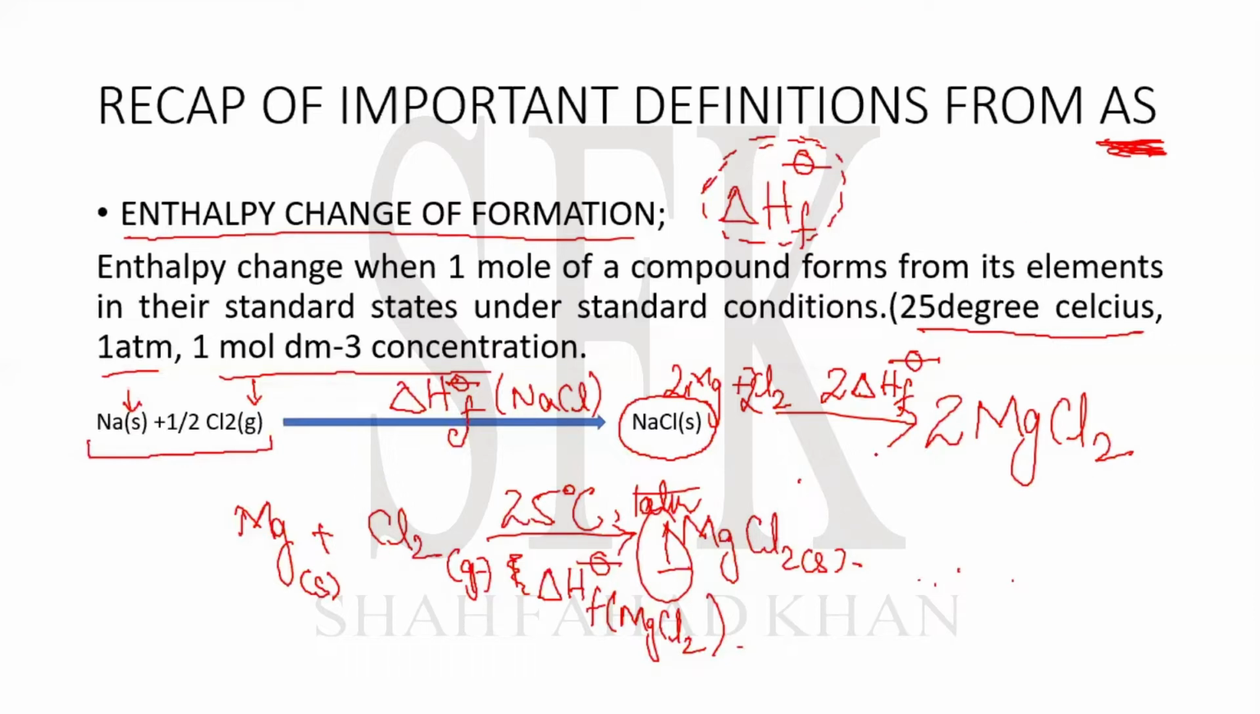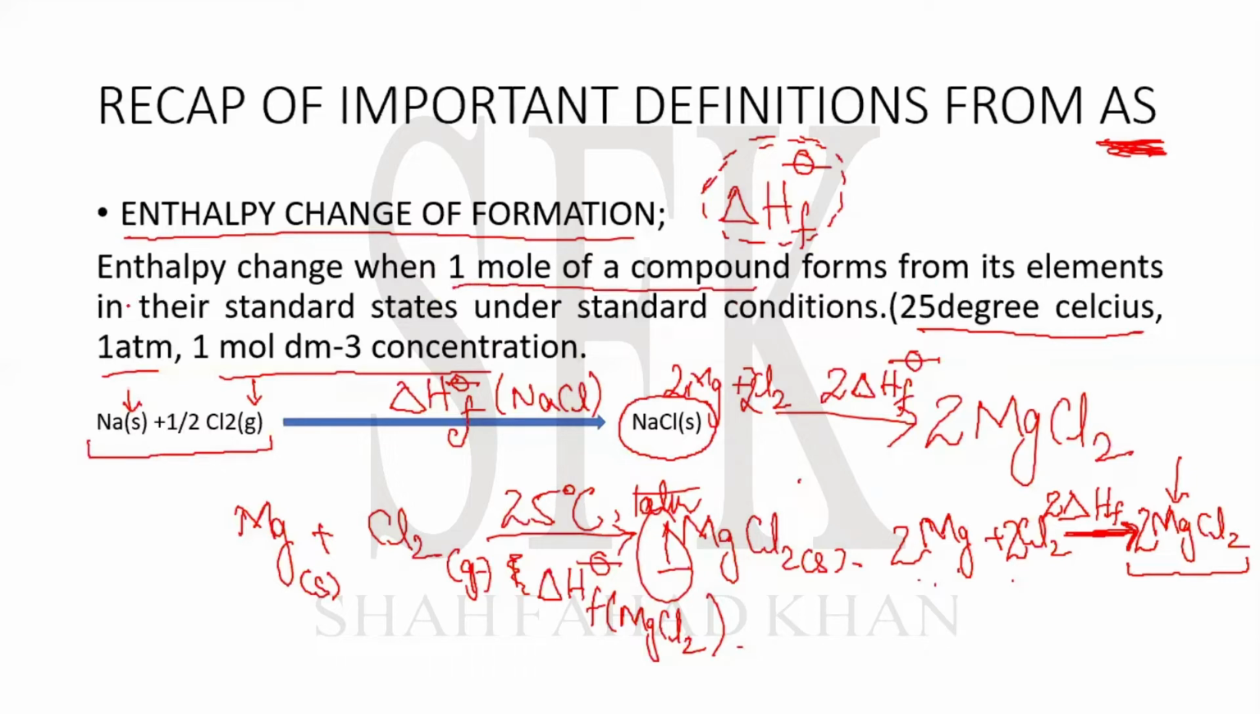All right, I'll repeat the last part. Basically, I just told you that if we've got magnesium reacting with chlorine, forming magnesium chloride, the enthalpy change of this reaction is going to be the enthalpy change of formation of magnesium chloride. This is what you already know. But if I multiply the entire equation by two, that would mean we've now got two moles of the product. Two moles of the product would mean that the enthalpy change of this reaction is going to be twice the enthalpy change of formation of magnesium chloride. This is what I was telling you, because it is the enthalpy change when one mole of a compound is formed from its elements in the standard states under standard conditions.